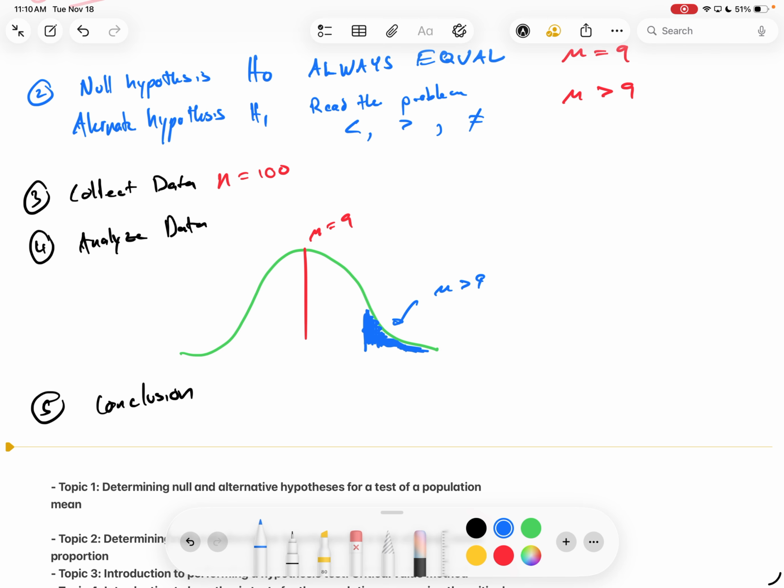He says that this year's entering students appear to be smarter than. So he would expect their IQ to be greater than. So that's what I mean by you have to just read the problem. The first one is always equal, and then you have to read the problem for the second one. Okay? If it says different than, let me see if I can get one of those real quick.